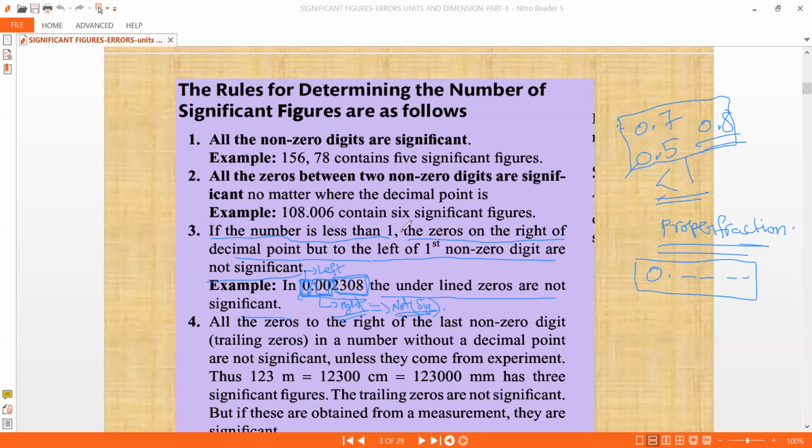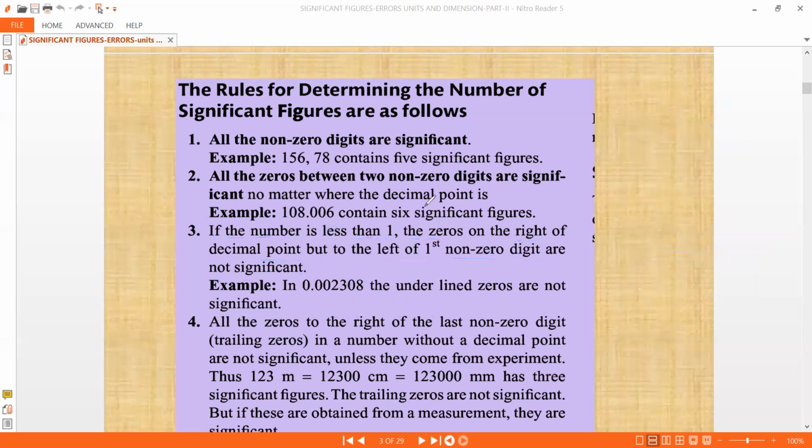So the underlined zeros are not significant. These are the underlined zeros, and they are not significant. Okay. So basically, this contains only 4 significant figures. Once you express it in scientific notation, you will understand significant figures very, very easily. That was the idea I wanted to tell you.